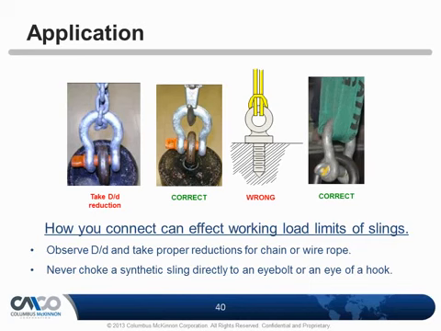Choking a synthetic in any eye, whether it be an eye bolt or an eye of a hook, is a very bad practice. It's like tying a knot in a sling, and so you're going to have a failure when you do that. So that's not correct. You want to throw a shackle in there, and you can see in the next picture that's the way to do it. And you have to have full width. You get full width of the sling in the way it was designed to get full work and no limit.